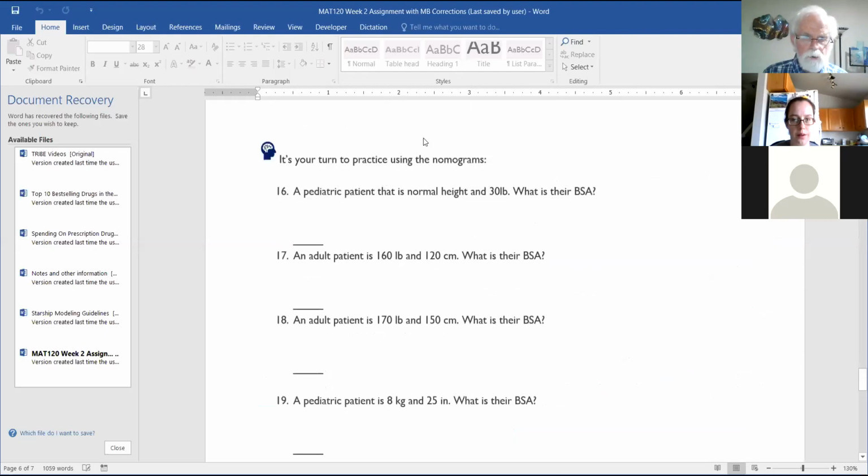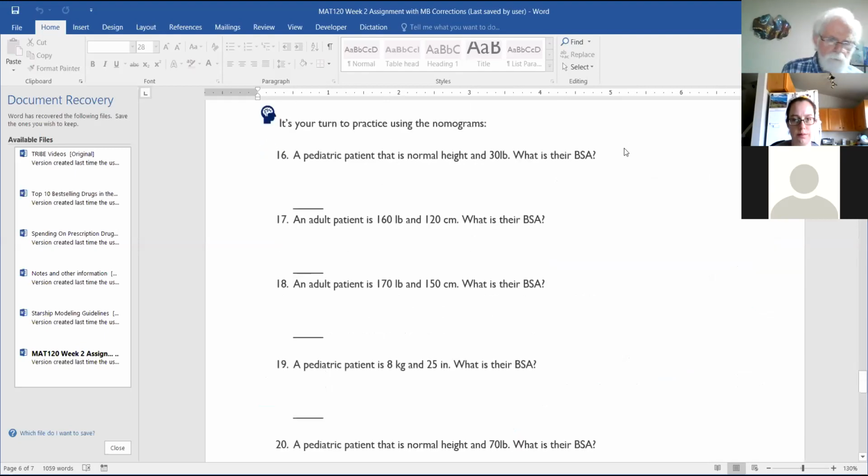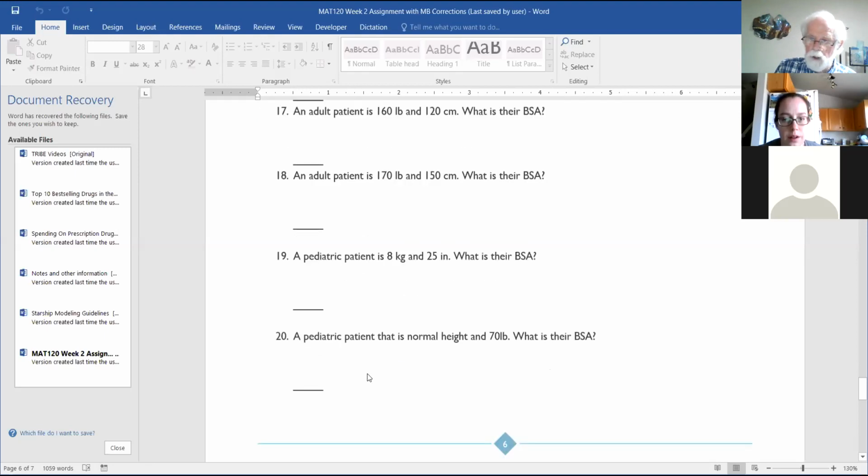So here we have the last 5 problems on this that use the nomogram. So here we have normal height. Okay. So an adult patient. So we have an adult, so you're going to use the adult chart. Okay. Pediatric patient. This one does not say that this patient is normal height. So assume not. Okay. Make sense?